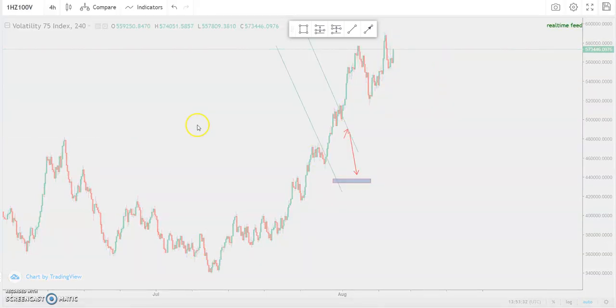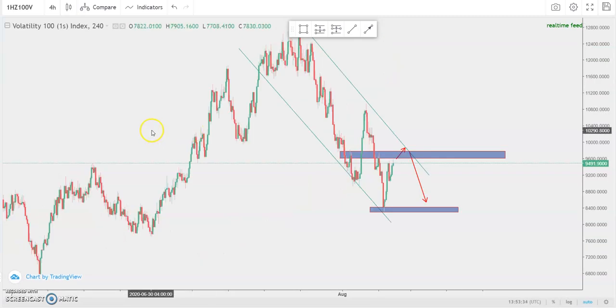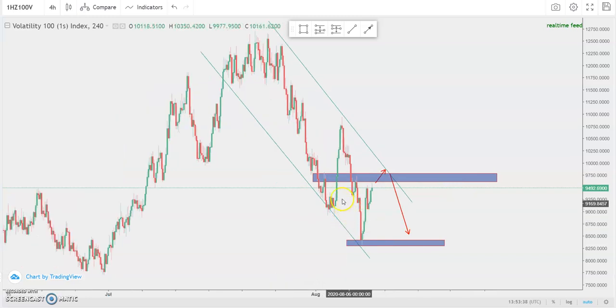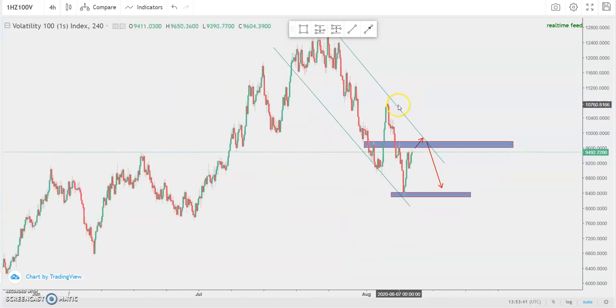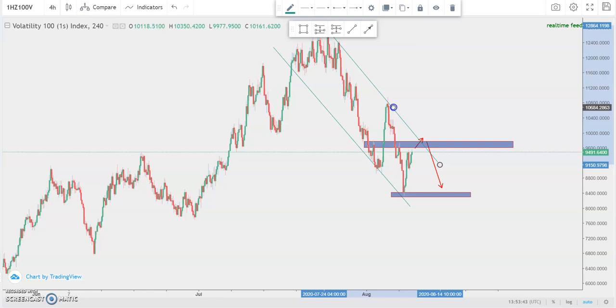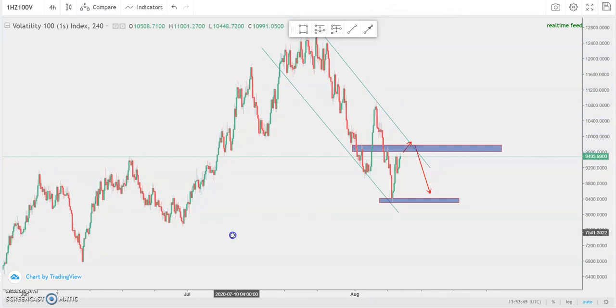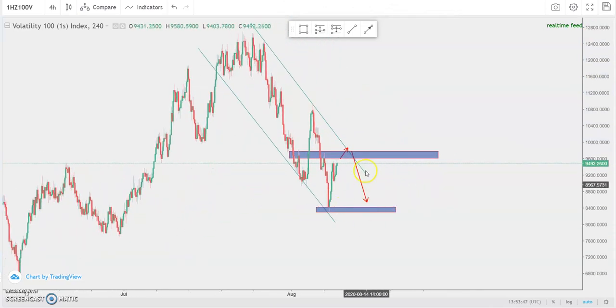Okay, then we have V100 1S. This is my thoughts. It's been following a nice channel, and I'm expecting it to keep following the channel. So I'm expecting it to keep on bullish and then drop. So I'm going to catch it when it's now dropping.